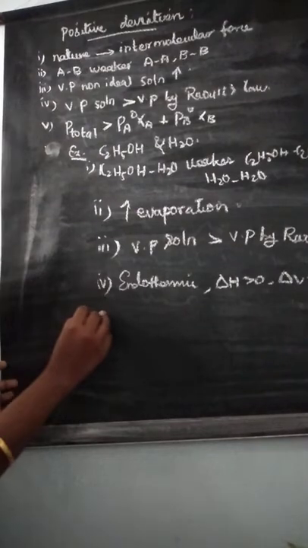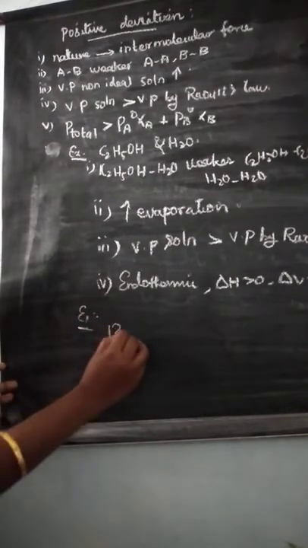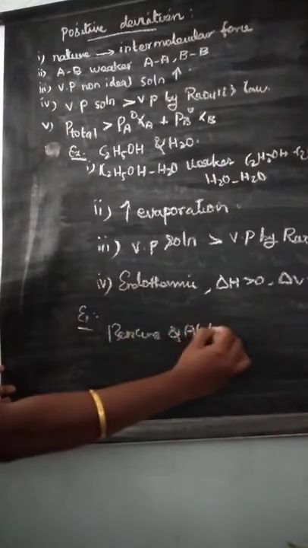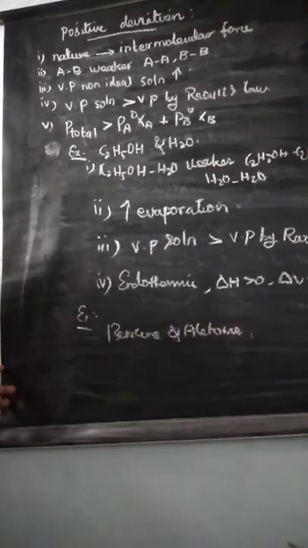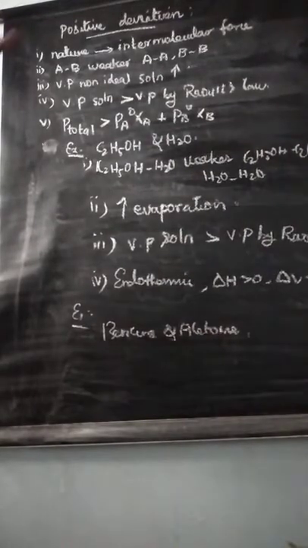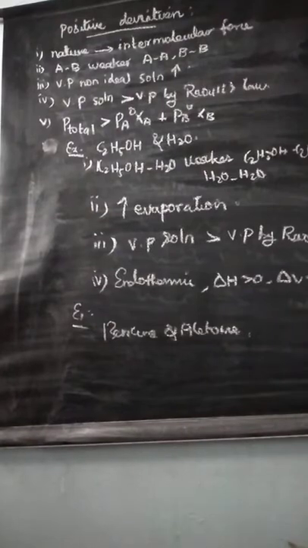Then we learn some more examples, like benzene and acetone. Many examples are there; try to learn all the examples. Understand this? So this is the positive deviation of non-ideal solution. Understand this topic? Now the second topic, negative deviation of non-ideal solution.